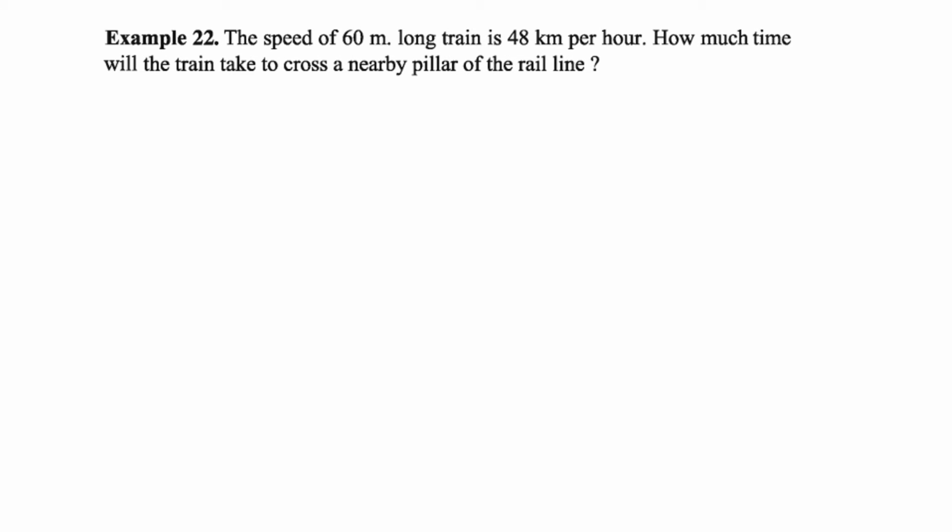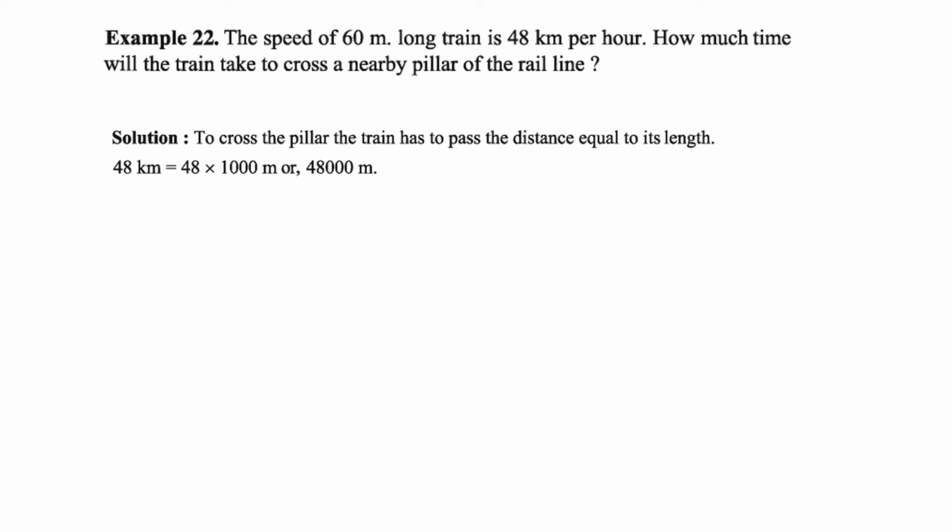Say I have taken this problem from your example. The speed of a 60-meter long train is 48 kilometers per hour. How much time will the train take to cross a nearby pillar of the rail line? You have seen from the previous slide that when a train passes a pillar, the length of the pillar is negligible, and the train passes the distance equal to its length. In this case, the length of the train is 60 meters. So when it passes a nearby pillar, it travels 60 meters. Not more than that.